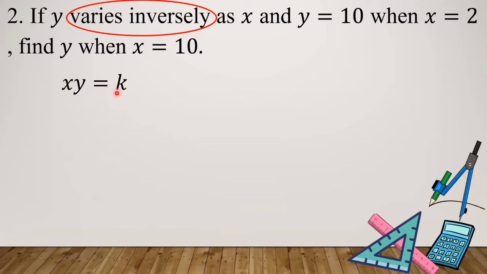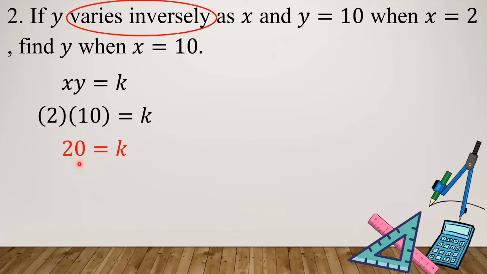Again, let's substitute the first given, which is the value of y equal to 10, then the value of x equal to 2. It becomes 2 multiplied by 10 is equal to k. 2 multiplied by 10 is equal to 20. So 20 is equal to k, or the value of k is equal to 20.